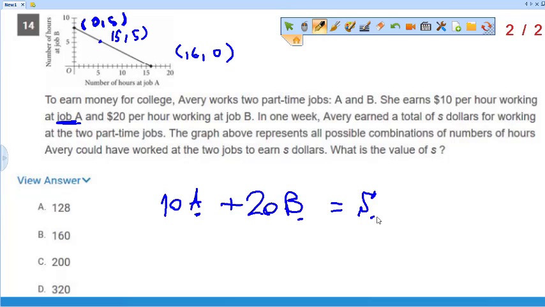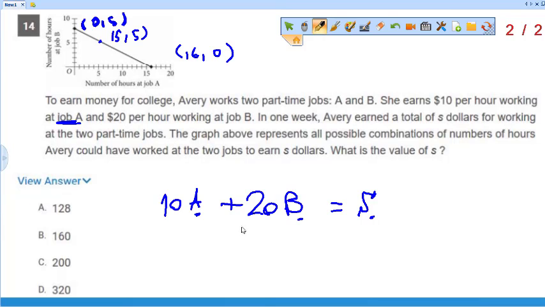To get S, you must know what? A and B. Any point gives you the answer, but this one is not exact. It means any point satisfies this equation. Yes, it's just substitution. But the main idea is how to form this equation. You must know how to form this one.